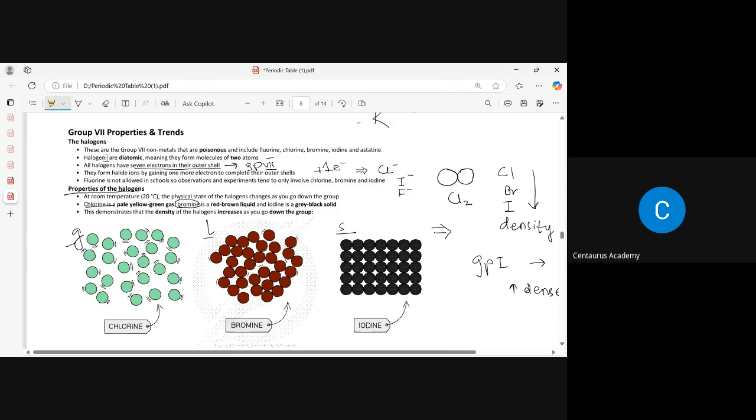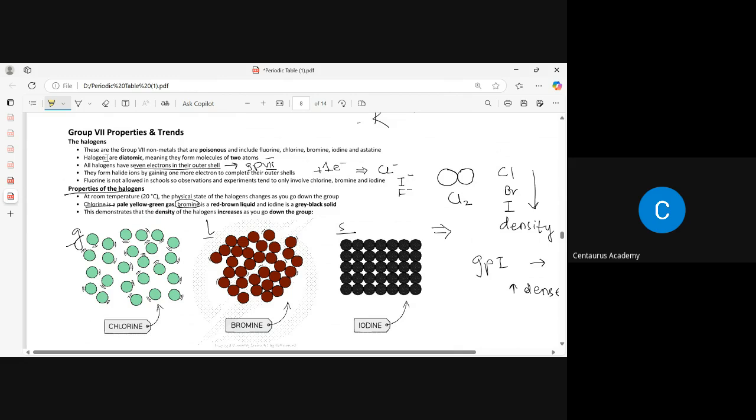Now, for example, fluorine and chlorine tend to be gases. Their physical property is that the color is going to change. This color darkens as you go down the group, along with their physical state. Fluorine and chlorine are pale yellowish green gases. Bromine is a red brown liquid. Okay, and iodine is a gray black solid.